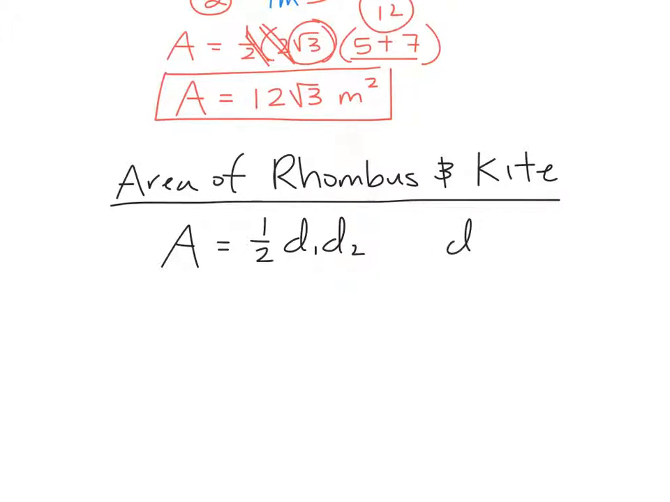So just remember D is diagonal. A lot of times people try and make that a side of your figure. It is not a side of your figure. It's cutting through your figure, okay? It's the diagonals inside the figure.